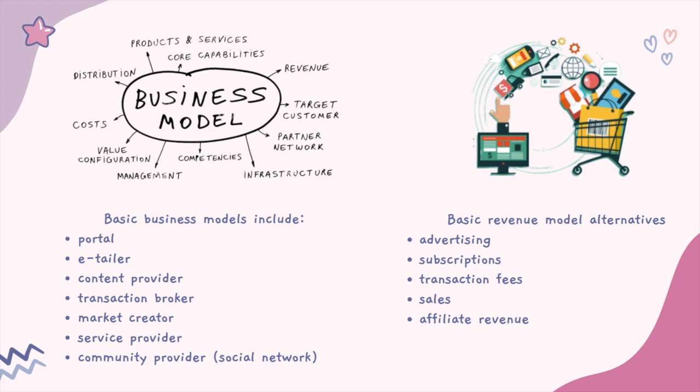advertising, subscription, transaction fee, sales, and affiliate revenue. For example, the Financial Times digital business model is to both sell subscriptions and sell advertising space. In addition, they sell unique photography and gifts.